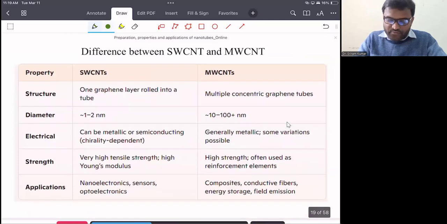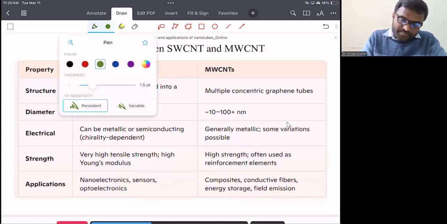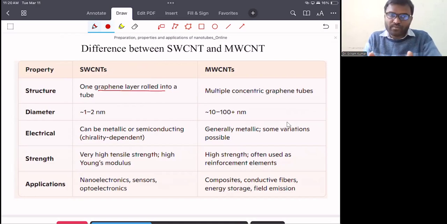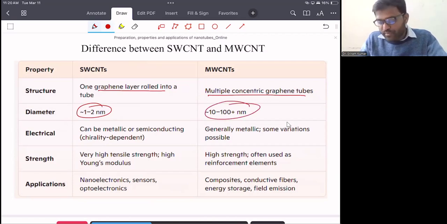Now let's understand the difference between single wall CNT and multi-wall CNT. Single wall CNT has one graphene layer, and if you roll it, that becomes the cylindrical structure, that is the single wall CNT. In multi-wall CNT, we have concentric graphene tubes, and the diameter is 1 to 2 nanometers in the single wall CNT. However, in the multi-wall CNT, you may have diameters from 10 to 100 nanometers.